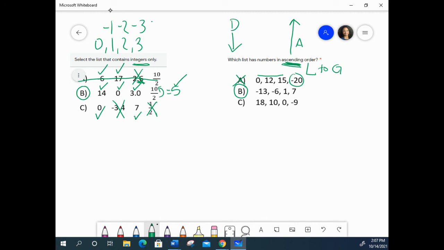If we look at choice C, those numbers are starting large and then they're making their way to a smaller area. So because of that, choice C is out. So that's what you should have chosen for those two answers.